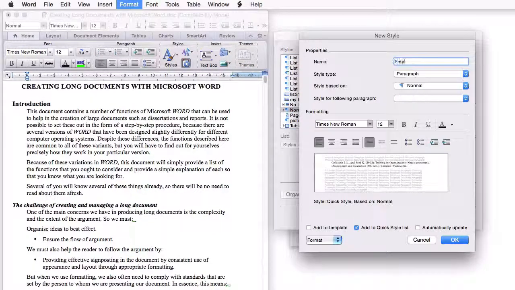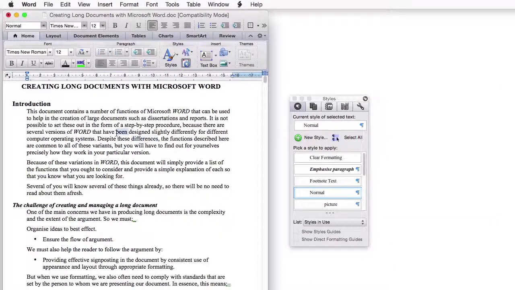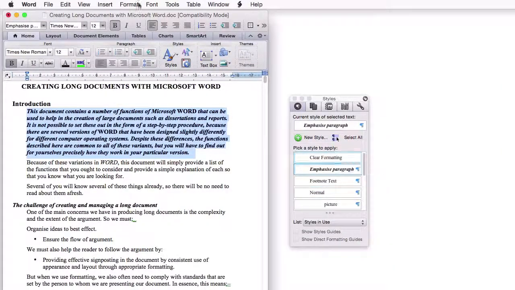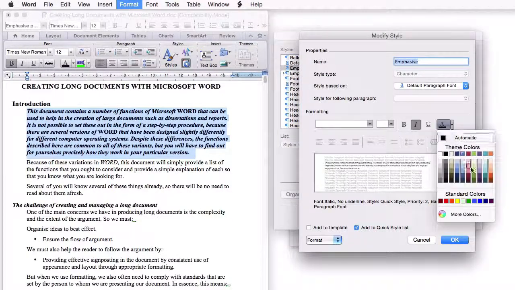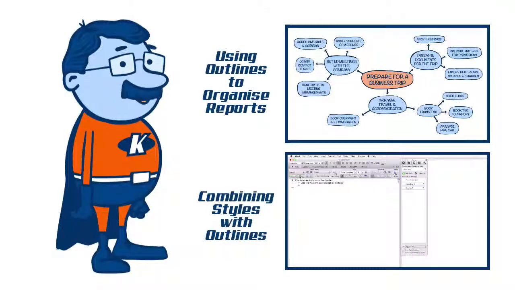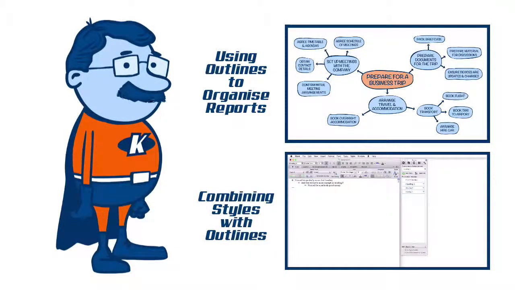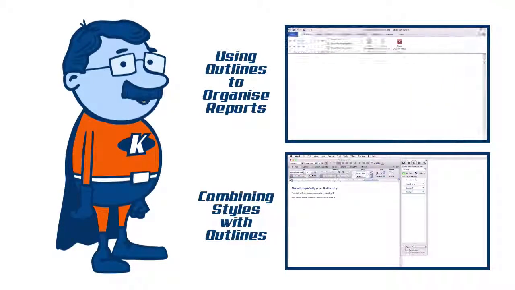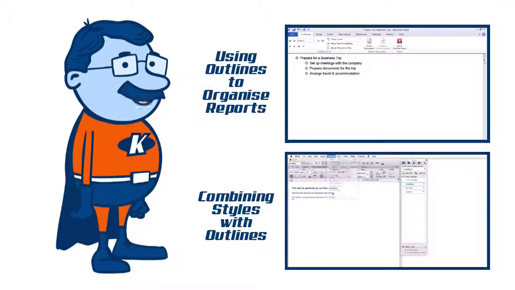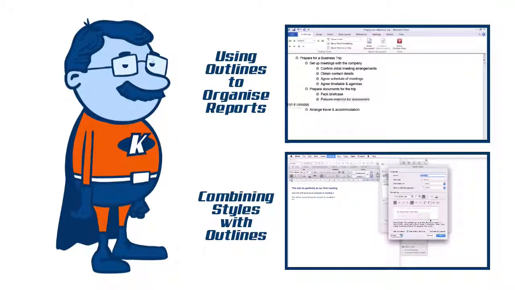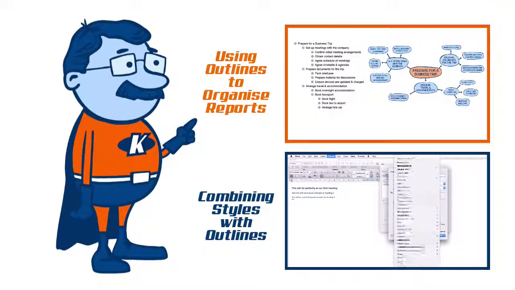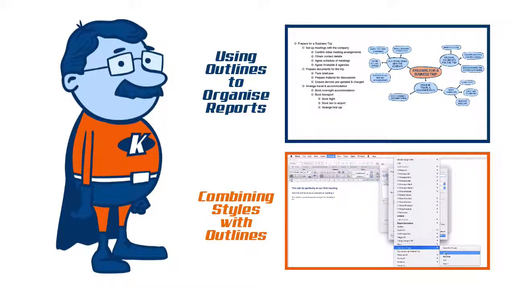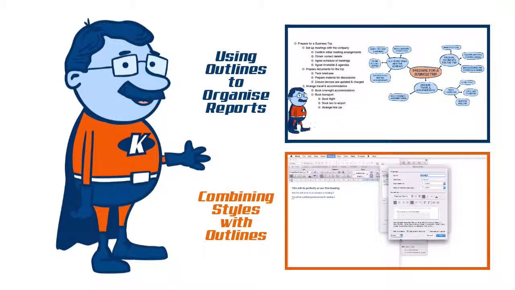We'll now create a paragraph style called Emphasize Paragraph. You'll notice you can apply a font to the entire paragraph using a paragraph style, but a character style just affects the characters you've highlighted. Once you've got the hang of styles, you're going to find them really useful. You can use styles in conjunction with the outline function for some brilliant time-saving tricks to format your documents. If you don't already know about the amazing outline function, then check out this video. If you already know about the outline function, then check out our video on combining styles with outlines.